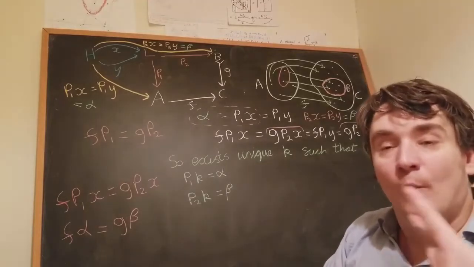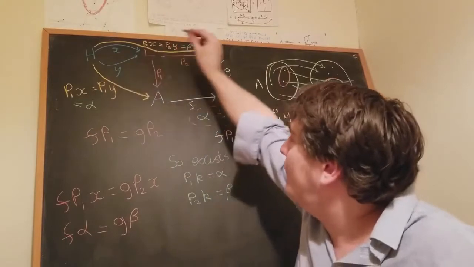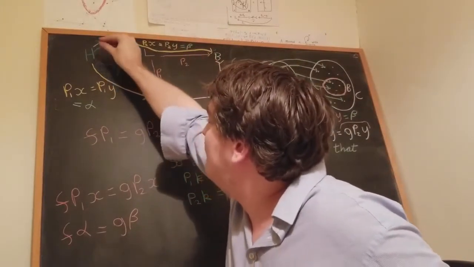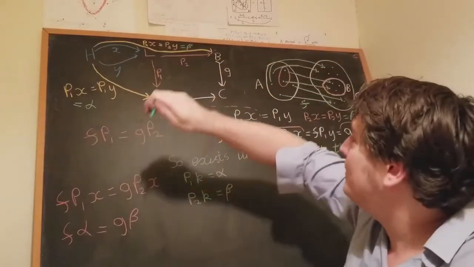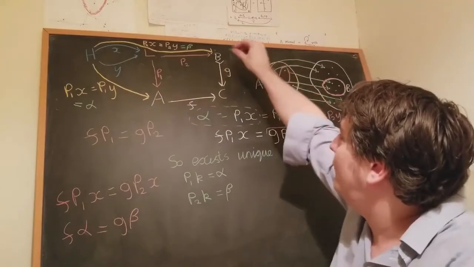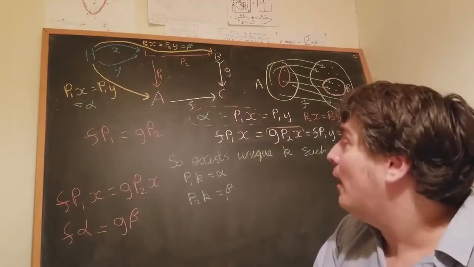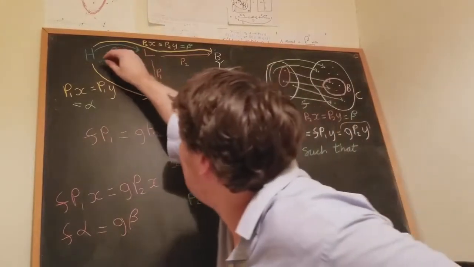So what? Well, the point is basically that these arrows, alpha and beta, which are coming out of H here, are essentially forming a kind of candidate for being the pullback of this white diagram here. And so what that means is there has to exist this unique arrow K.